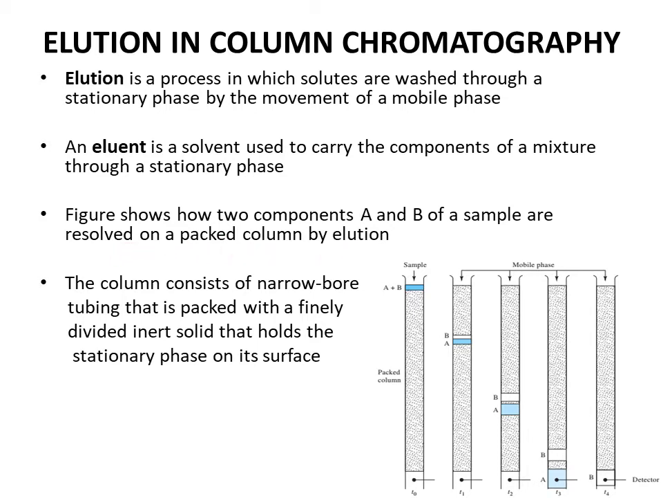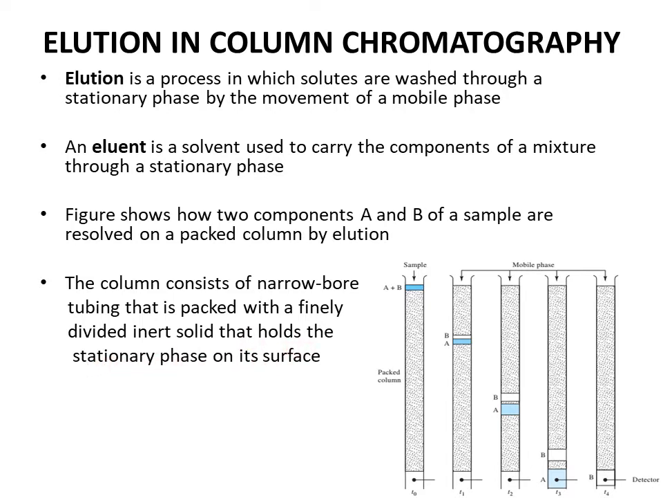We can see here the column, and this is a packed column, and here is our sample, which is a mixture of two components A and B, and we are going to separate both of these components through this column. The column consists of narrow bore tubing that is packed with a finely divided inert solid that holds the stationary phase on its surface.